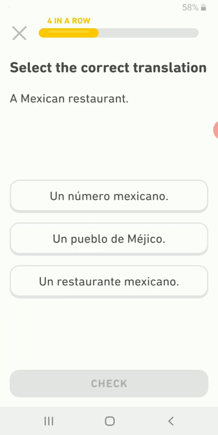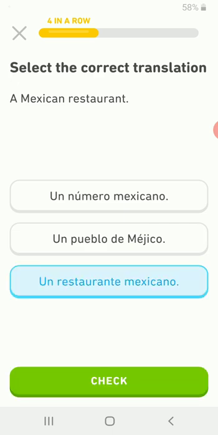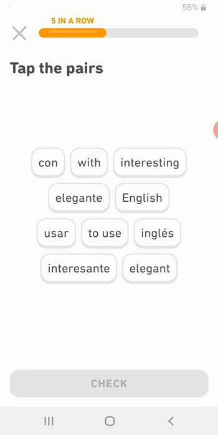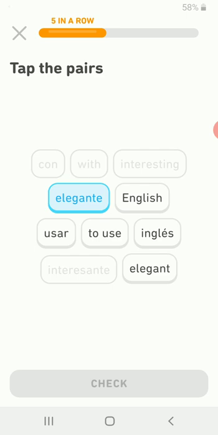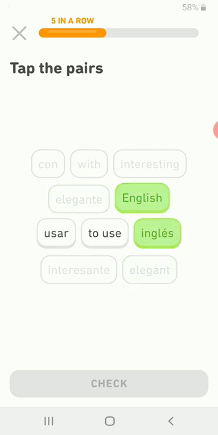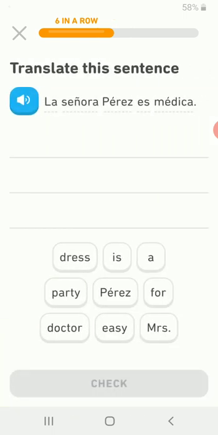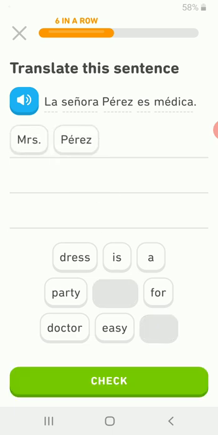A Mexican restaurant. So un restaurante mexicano. Let's pair up. Con is with, interesting is interesante, elegante is elegant, English is inglés. Usar is to use. La señora Pérez es médica. So Mrs. Pérez is a doctor.